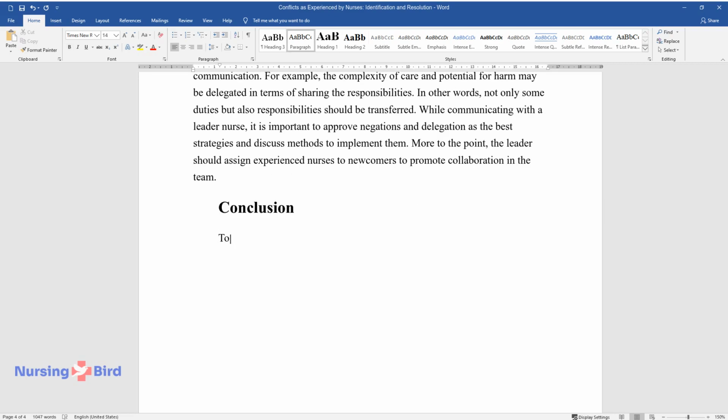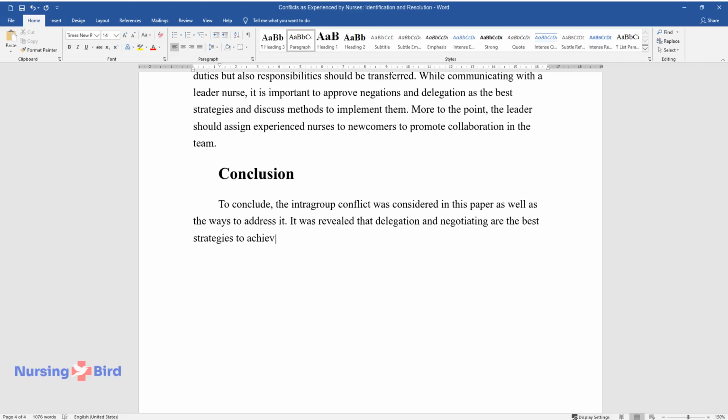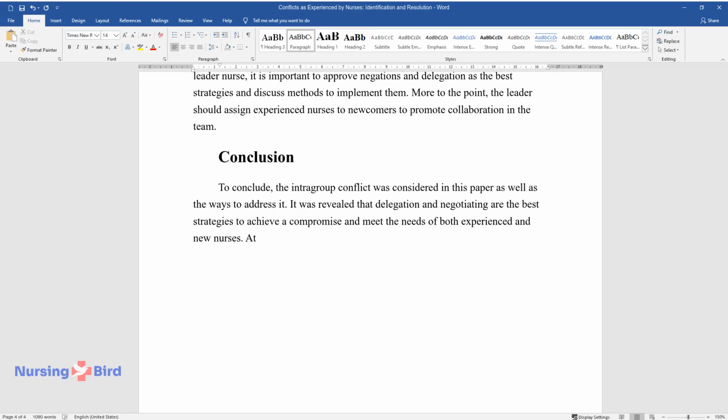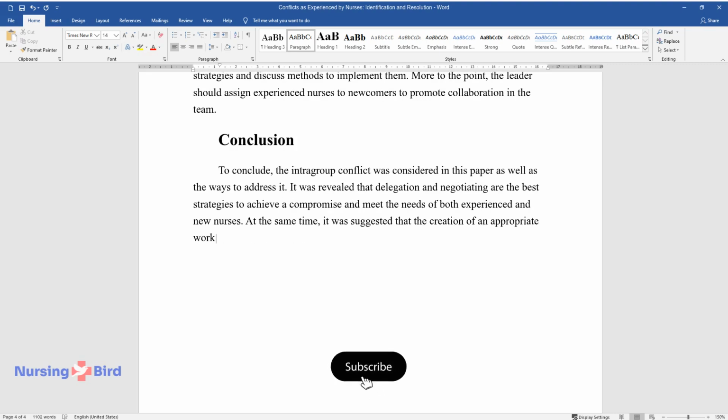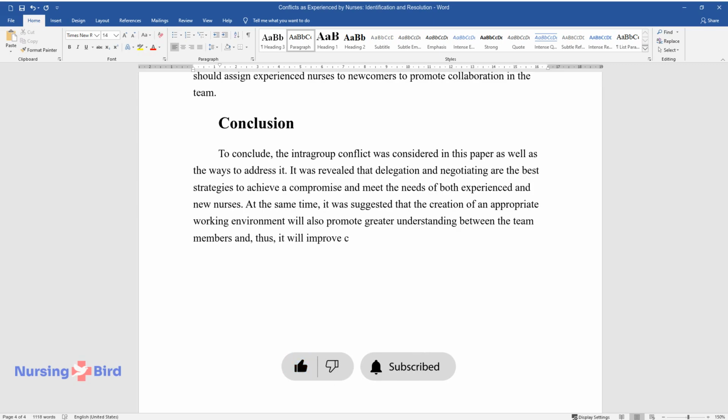Conclusion. To conclude, the intragroup conflict was considered in this paper as well as the ways to address it. It was revealed that delegation and negotiating are the best strategies to achieve a compromise and meet the needs of both experienced and new nurses. At the same time, it was suggested that the creation of an appropriate working environment will also promote greater understanding between the team members and, thus, it will improve care quality.